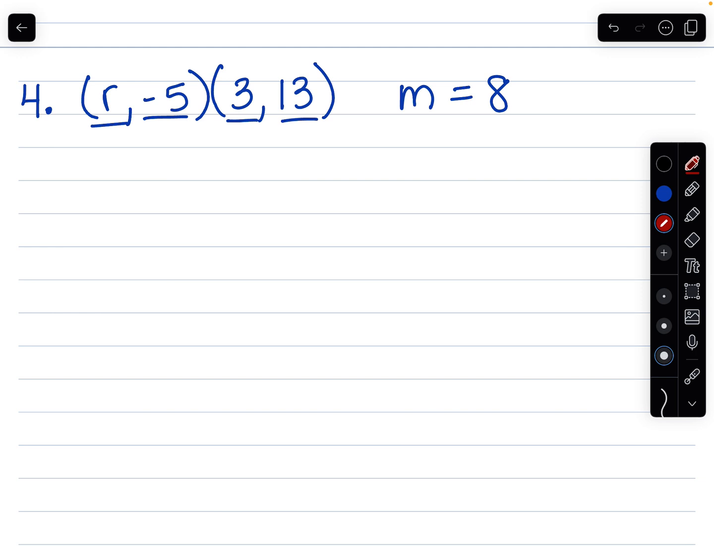Now, on this, it gives you r, negative 5 as your first ordered pair and 3, 13 as your second. And then it tells us m is equal to 8. What did we say m represents? Slope. So we already know the slope. So what are they asking us to solve for here? The r. They want us to find out what is the value for r. Does anyone have a thought on how we could do this?